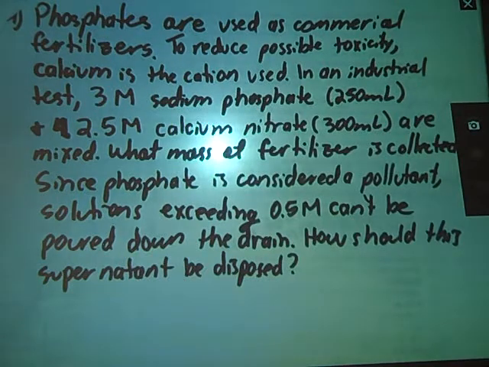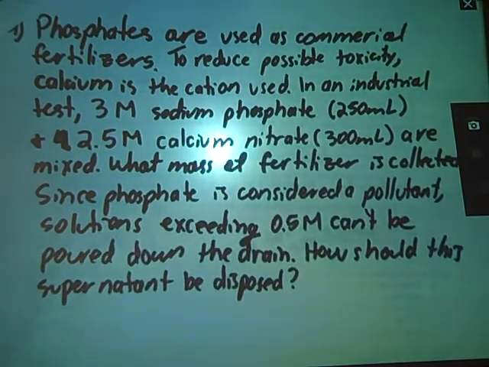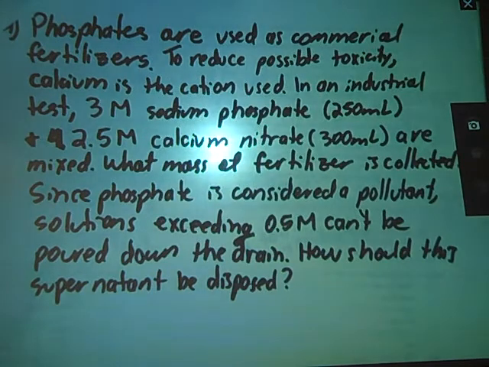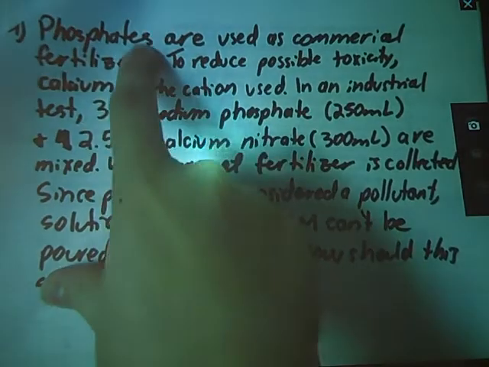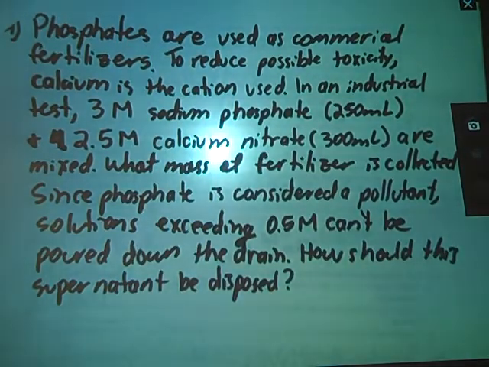All right, here we go again. So it says that phosphates are used as commercial fertilizers to reduce possible toxicity. Calcium is the cation used. So I'm obviously reacting something. I got something calcium reacting with something phosphate. We're just trying to translate this problem into something I can actually solve.